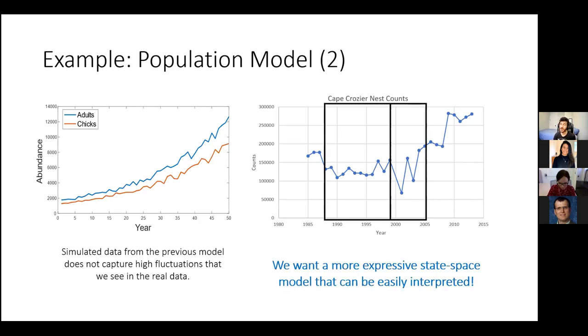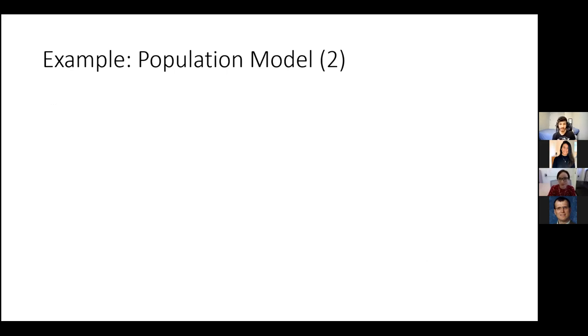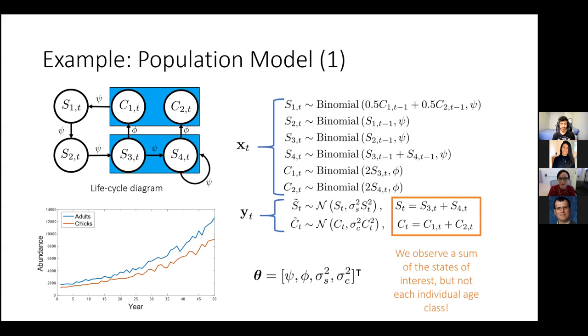And so what we want is a more expressive state space model that can still be easily interpreted. So it can accommodate those high fluctuations without using a super simple model, but it also is still easily interpreted. The nice thing about the model in the previous slide is that it's really easy to interpret. If I estimate psi, I'm estimating directly four parameters which have direct meaning in the real world.